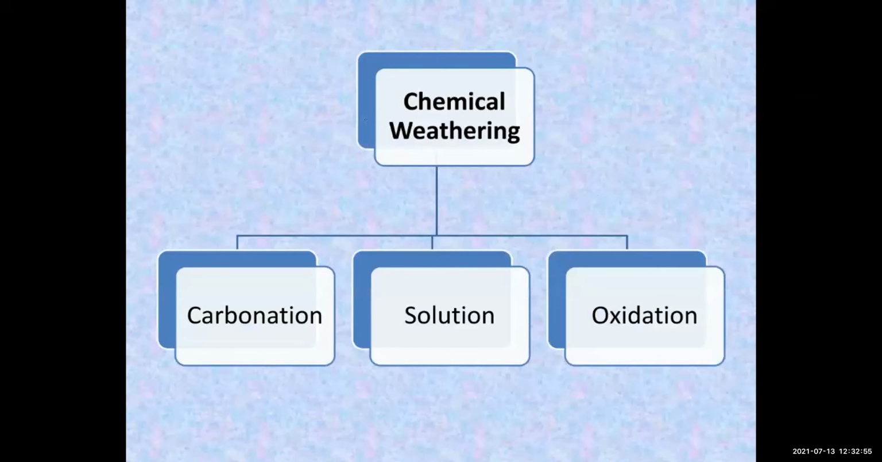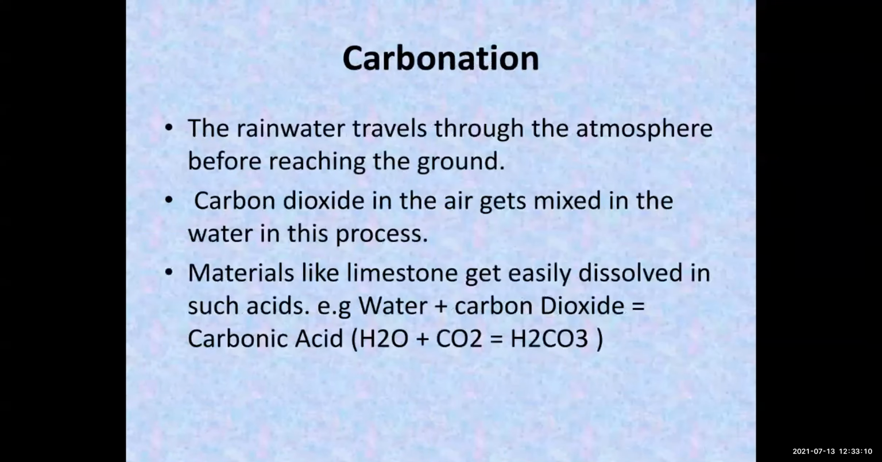So these are the reasons: oxidation, carbonation, and solution. These are the factors that affect chemical weathering. First, we will see carbonation. The rainwater travels through the atmosphere before reaching the ground.